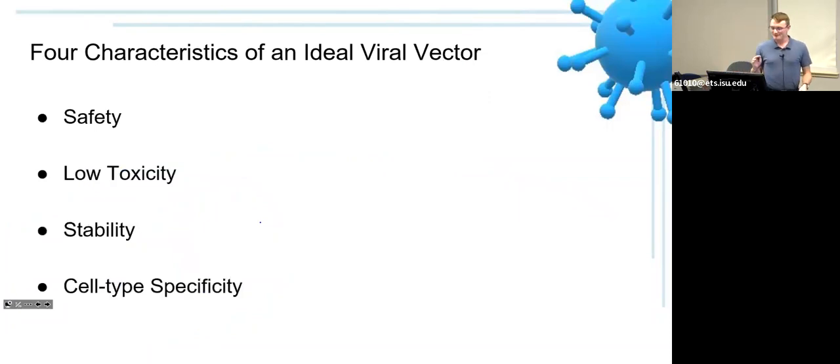Okay, so every viral vector ideally has 4 major characteristics. Safety, of course, is highly important. Most viruses are pathogenic. They hurt people, and doctors don't usually like to hurt people.